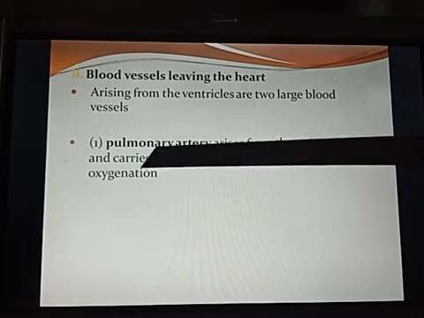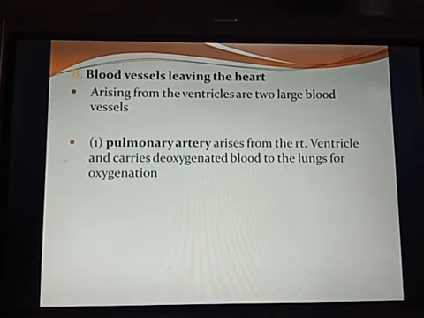It is an exception as it carries deoxygenated blood. You can see here the pulmonary artery arises from the right ventricle. As I have already told, the right auricle will collect deoxygenated blood and push it to the right ventricle. From the right ventricle the deoxygenated blood is carried to the lungs through the pulmonary artery. Why is it taken to the lungs? For oxygenation purpose.